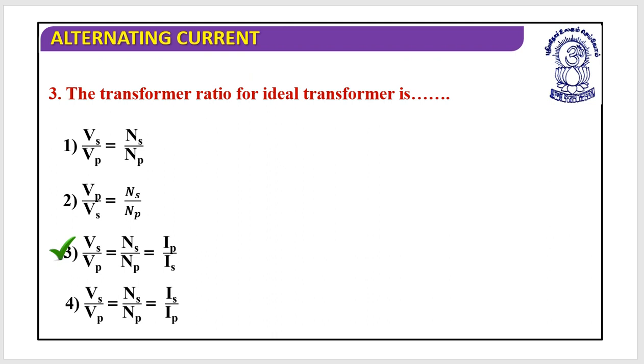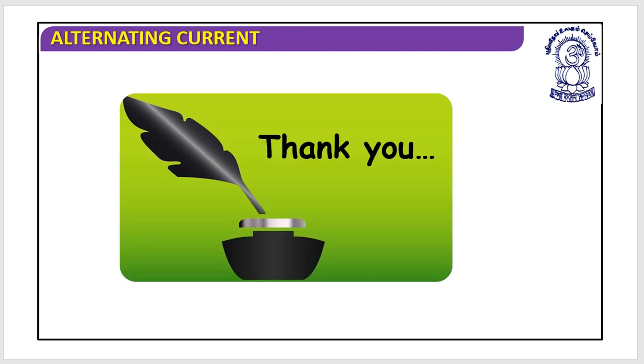Next, the transformer ratios for an ideal transformer: Vs by Vp is equal to Ns by Np, and that is equal to Ip by Is. I hope this is clear. Is it clear? Great. So let's wind up this session here. This was all about transformers.